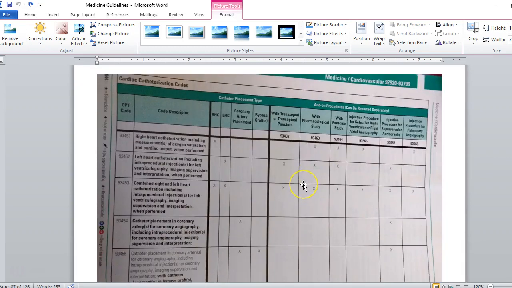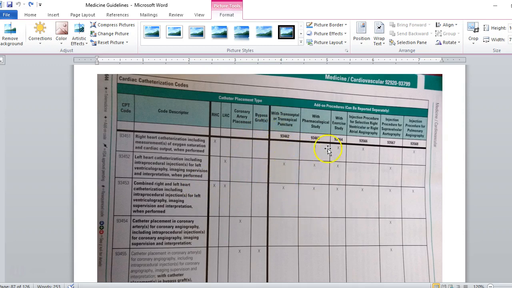Now, this is starting on page 644. It goes on for a few pages, and this is a great table because what it really does is it shows you what codes can be used together. So you'll notice that we cannot use 93451 with 93452. Why? Because there's not an X here. So what we would do is we would use 93453, because 93453 uses both of them.